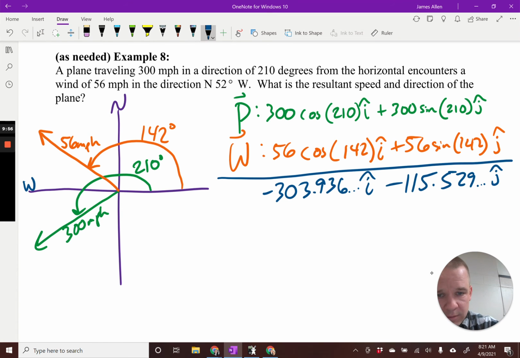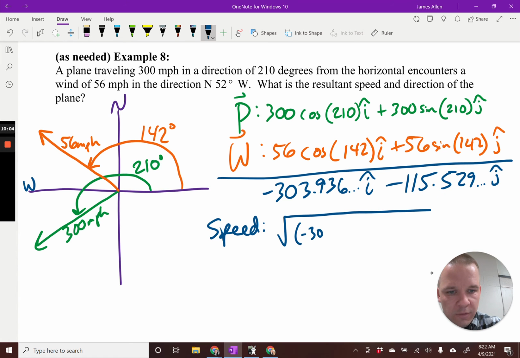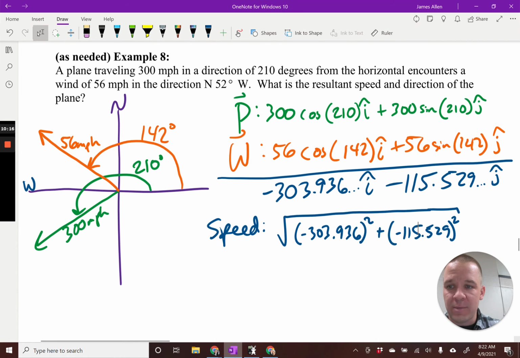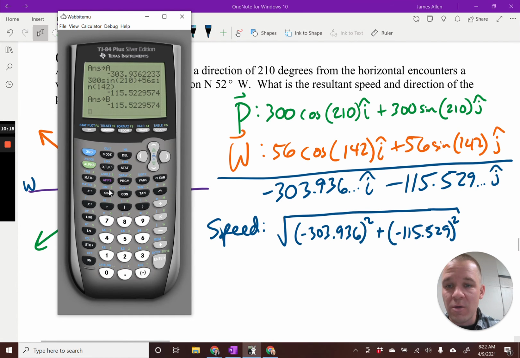So speed, that's our magnitude, right? So I will do square root of negative 303.936 squared plus negative 115.529 squared. Pop that in the calculator. Now, the calculator makes it super easy because I've already got my values stored, right? Okay, so let's go with second square root. And then I got alpha A squared plus alpha B squared. Love the stored values. So convenient.